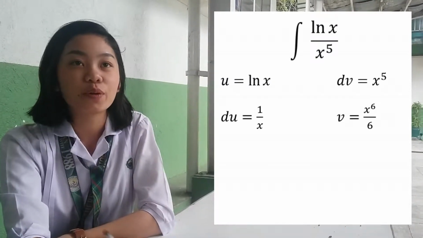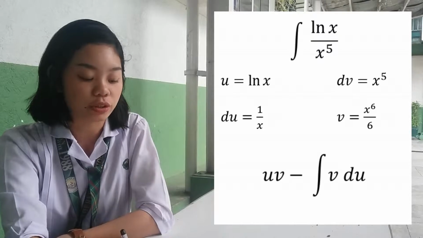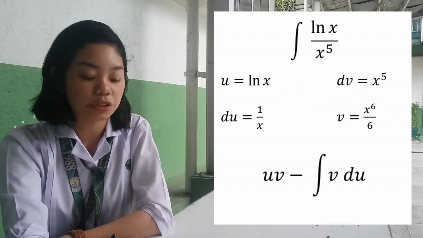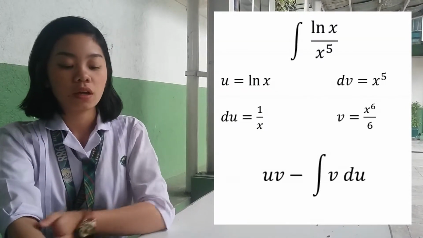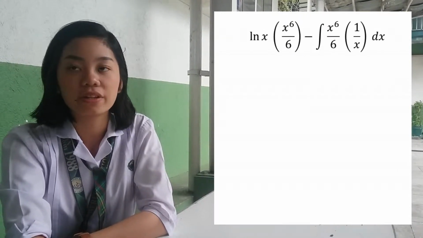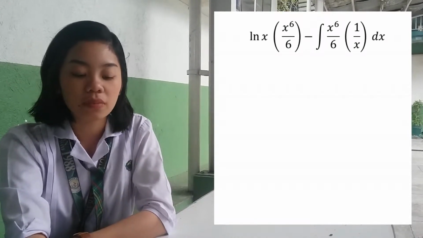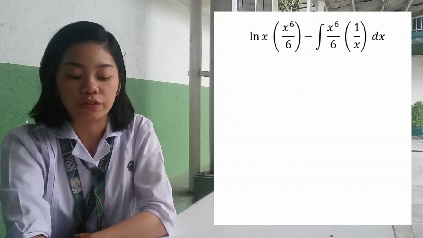So next, we are going to substitute the following values in accordance with the equation uv minus the integral of v du. So our u, which is ln x, and v, minus the integral of v and du, 1 over x.